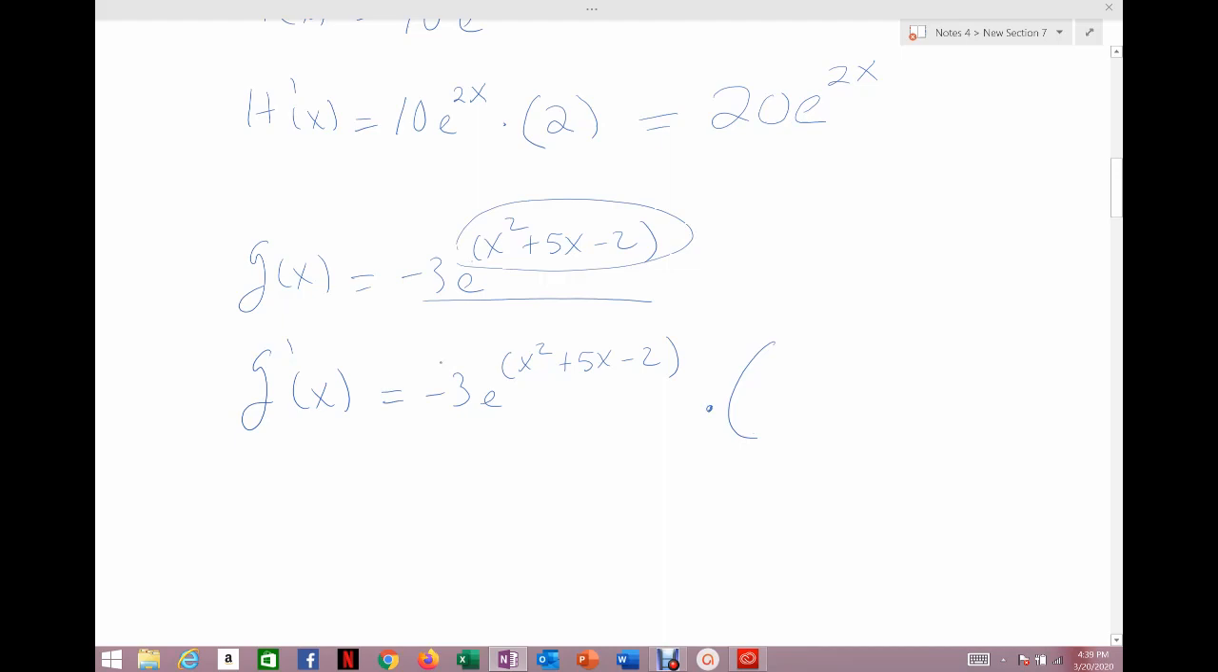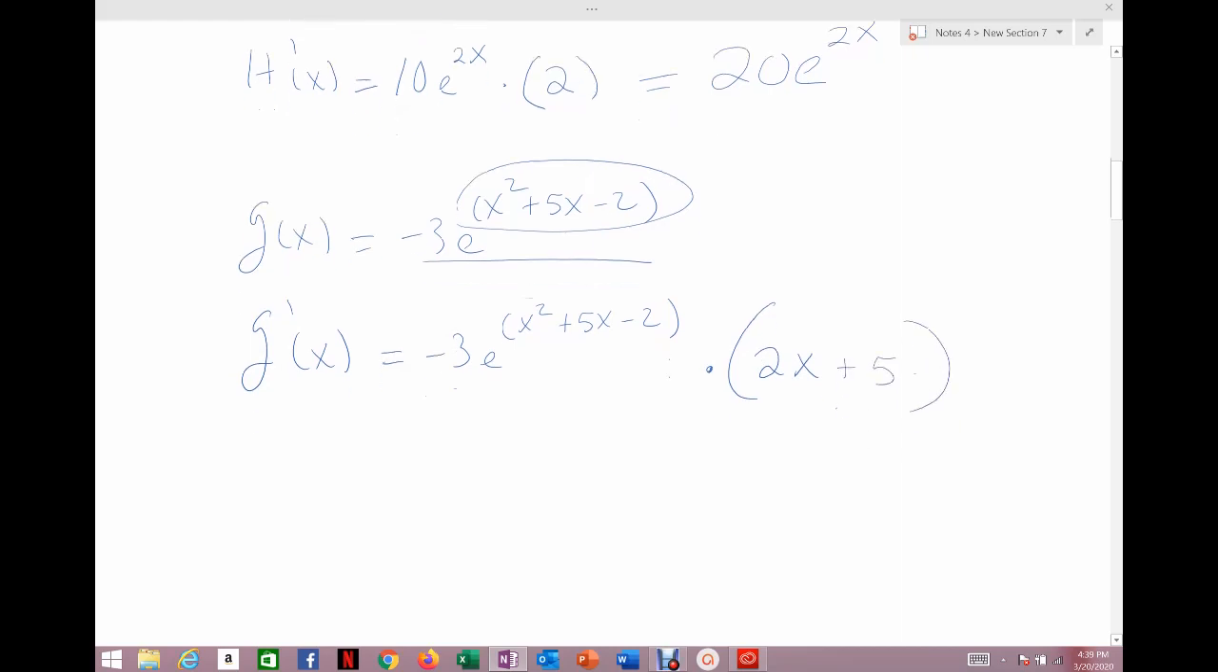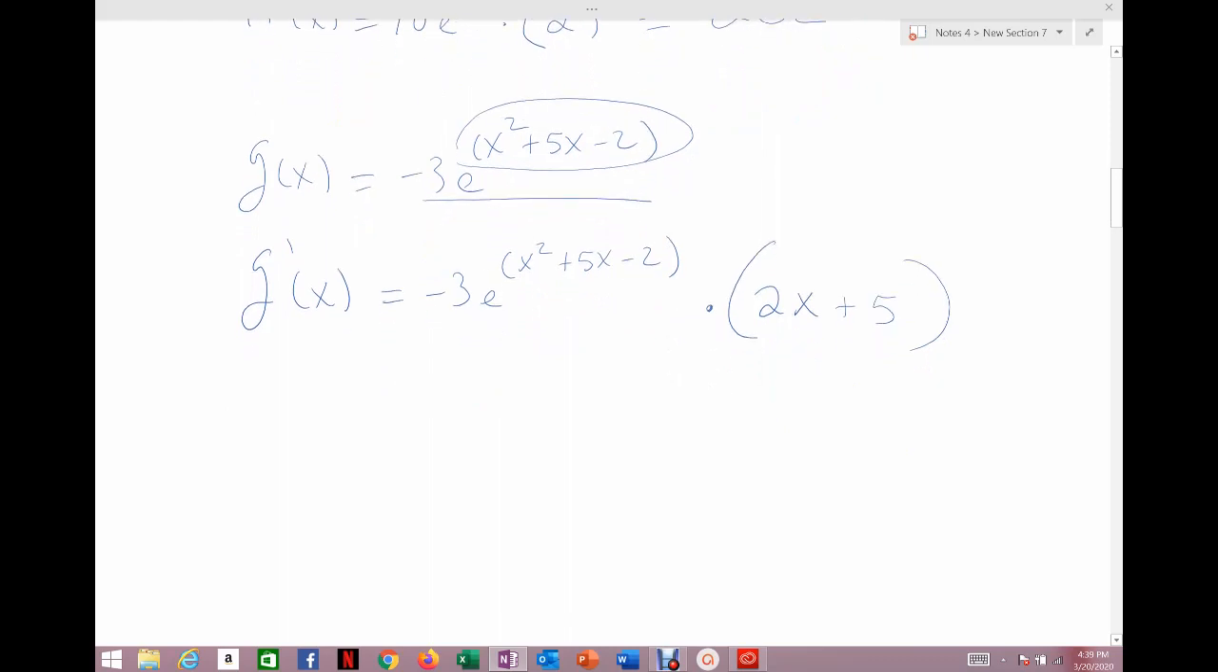Separately, separated by a multiplication, I take the derivative of just the exponent, the quadratic inside. And so I'm going to take the derivative using our old rules. Derivative of x squared is 2x to the first. The derivative of 5x is just 5. The derivative of the negative 2 zeroes out. And there's the derivative of that expression. It's the original times the derivative of the exponent.